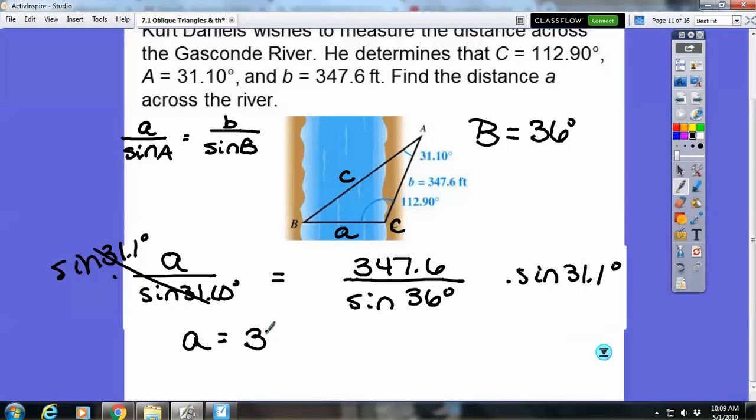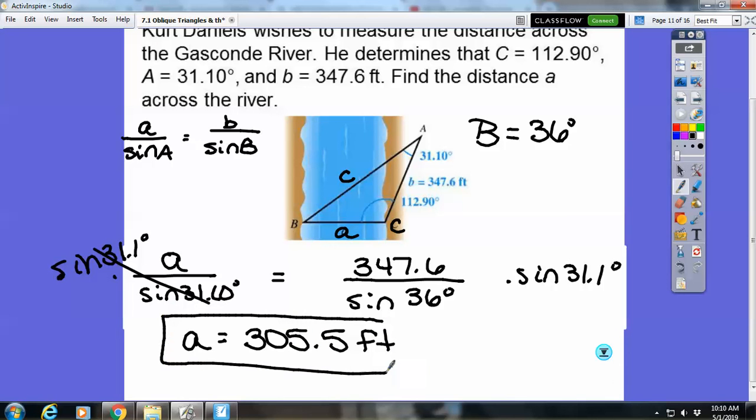What do you get? And 5.5 feet across the river. Is that okay? I would like to do maybe one more example, and then if you've got it, I'll let you work on that one.